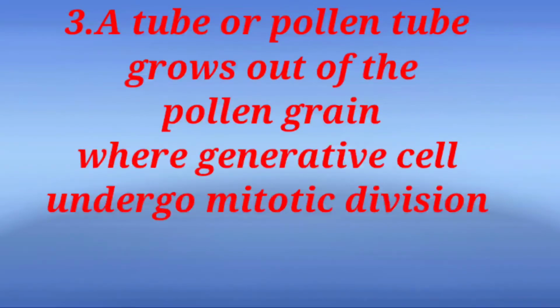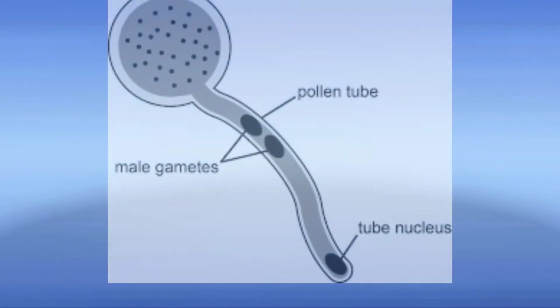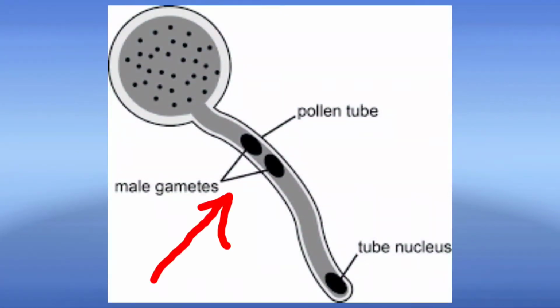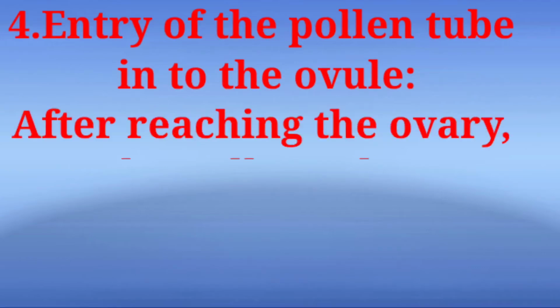You know what happens inside this pollen tube? Actually, the pollen grain's generative cell undergoes mitotic division and leads to the formation of two male gametes. You can easily see in this diagram how, inside the pollen tube, two male gametes are formed because of the mitotic division in the generative cell.